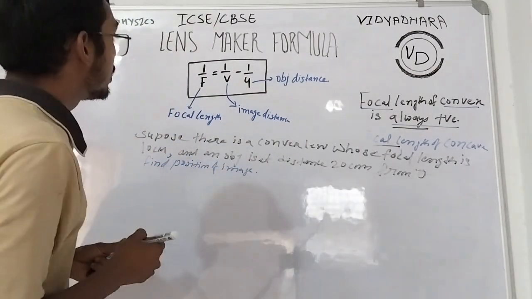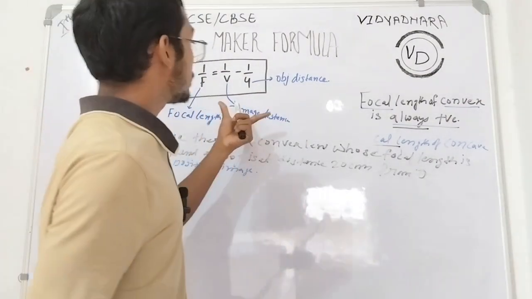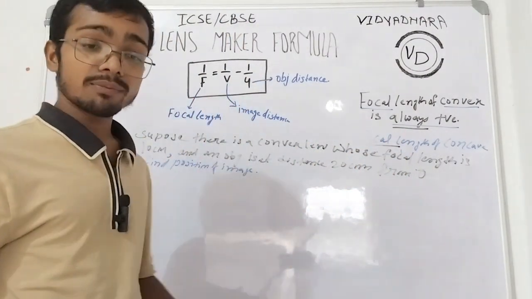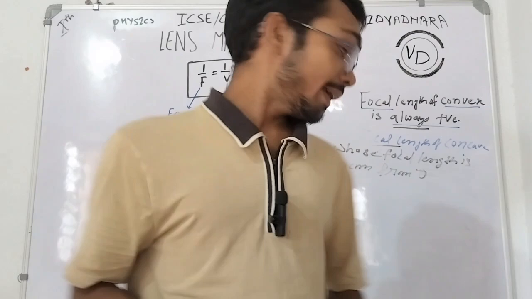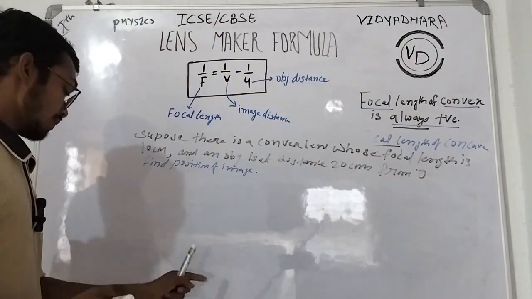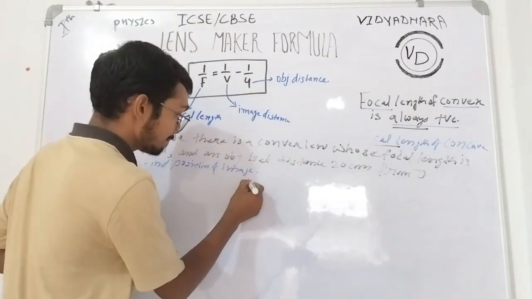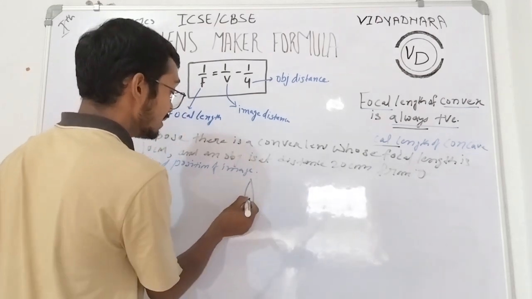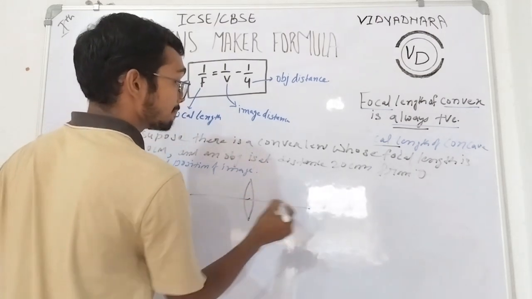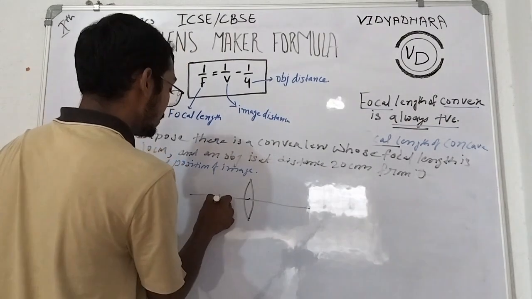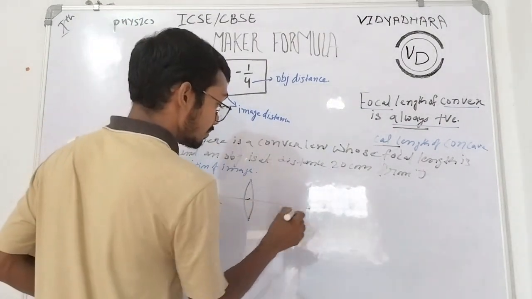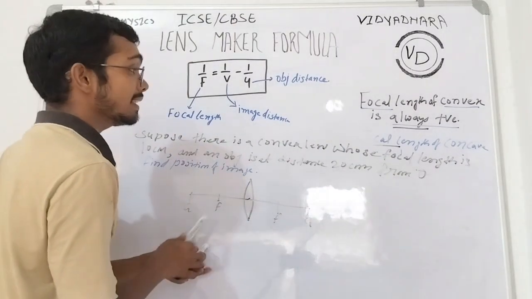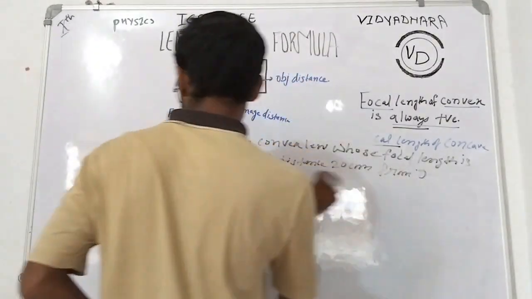So what do we use to find it? We use this formula. The position of the image is asked, so we are going to use the lens formula. Suppose I make the diagram. This is a convex lens. This is the optical center. This is the principal axis. Suppose this is the focus.